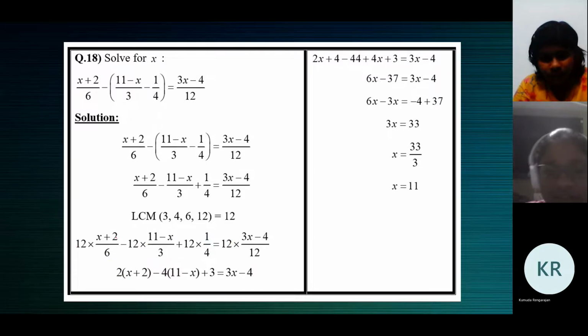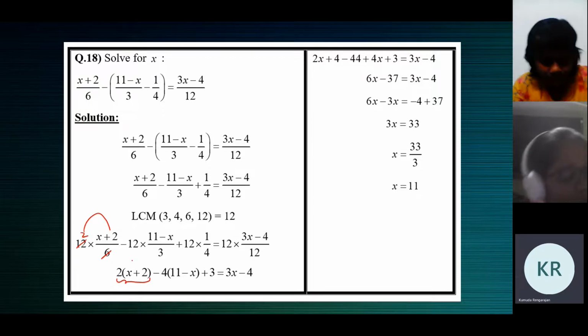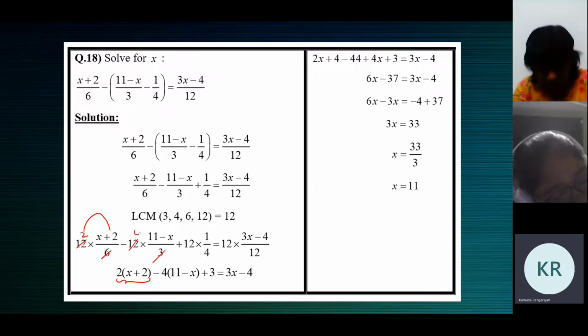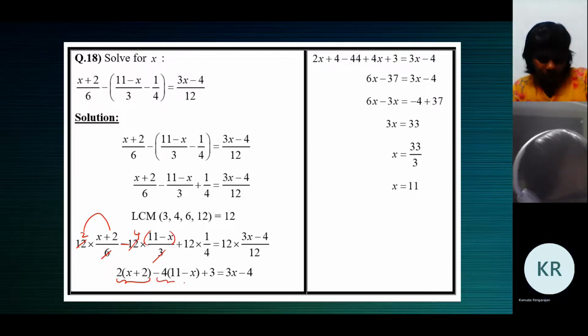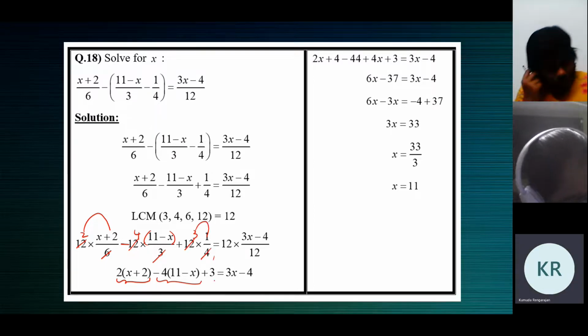Yes, ma'am. 6 ones are 6, 6 twos are 12. So 2 into x plus 2. Then 3 ones are 3, 3 fours are 12, so minus 4 into 11 minus x. 4 ones are 4, 4 threes are 12, so 3 into 1 is 3. 12 and 12 cancel, 3x minus 4.